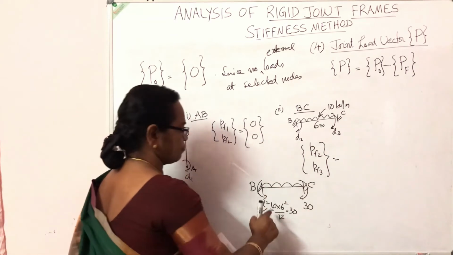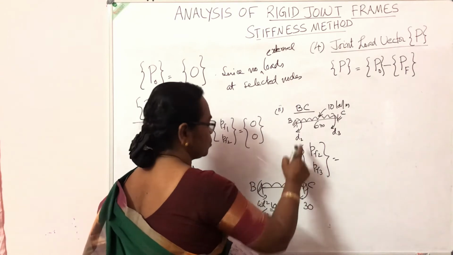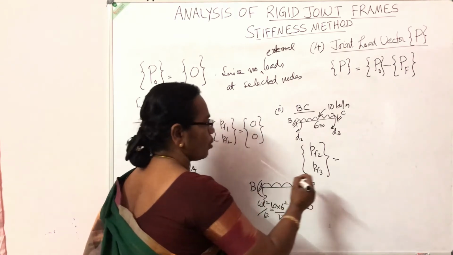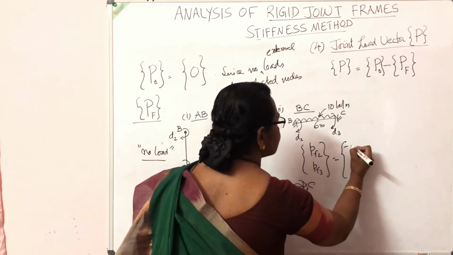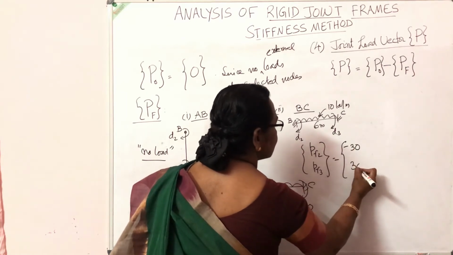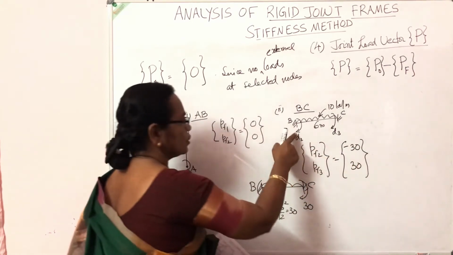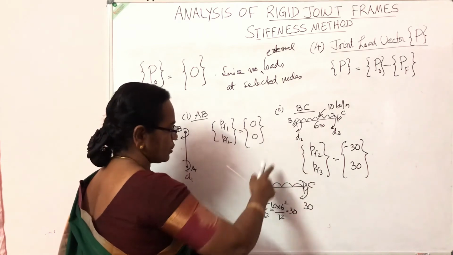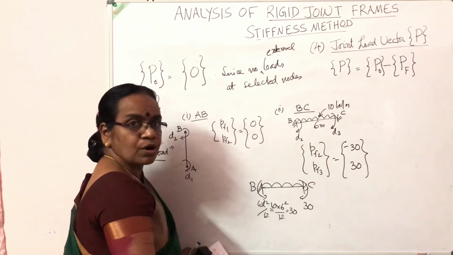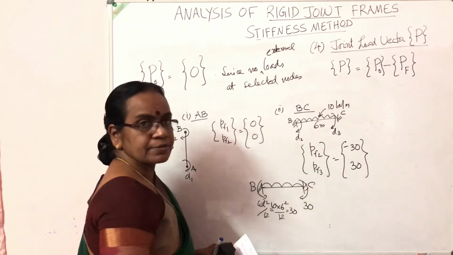So I can write PF2, corresponding to coordinate direction 2, it is 30 but anti-clockwise, so minus 30 and plus 30. Corresponding to coordinate direction 2 is the clockwise direction, and the moment is anti-clockwise. So minus 30, plus 30.